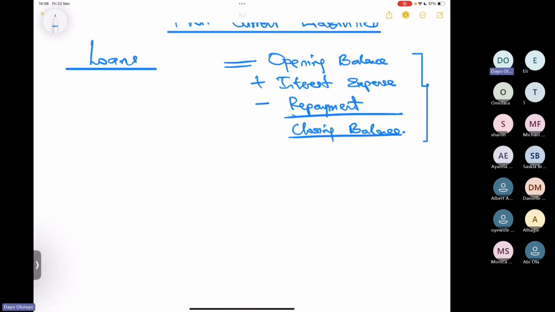Okay. So for loans, this is the schedule that you are auditing. Your opening balance, I've always told you, you trace to the last year's audited financial statements. For interest expense, what do you have to do? You have to obtain the loan agreement.